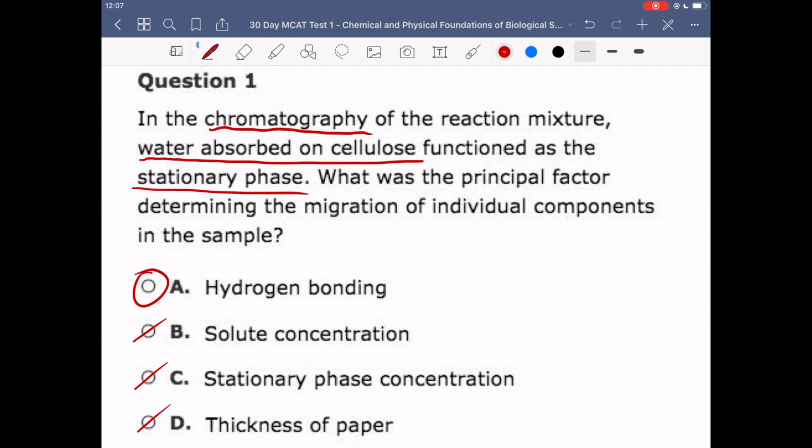We are running up and down a paper, and once again, it is based on intermolecular forces, so thickness of the paper does not play a factor in determining RF. So A is the correct answer here.